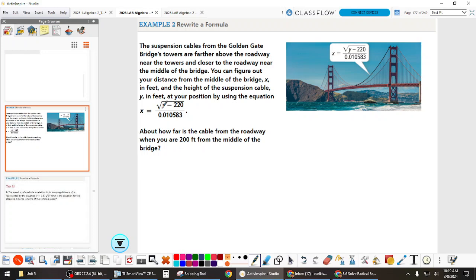I would just probably isolate y instead of x. In other words, it's easy to walk across the bridge and measure how far you've walked, 200 feet, versus calculating how high a cable is, or measuring rather, way above you. So it'd be easier to calculate that part. So basically substitute 200 for x and solve for y.